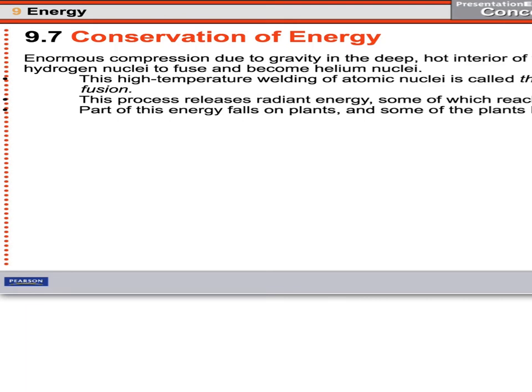Enormous compression due to gravity in the deep, hot interior of the sun causes hydrogen nuclei to fuse and become helium nuclei. This high-temperature welding of atomic nuclei is called thermonuclear fusion. This process releases radiant energy, some of which reaches Earth. Part of this energy falls on the planet, and some of the plants later become coal.